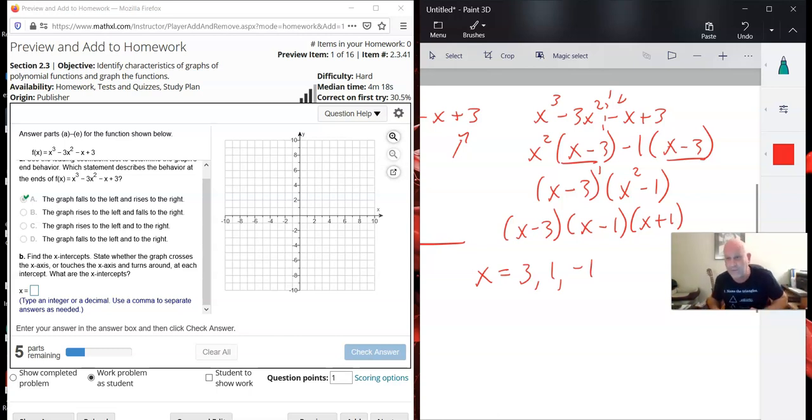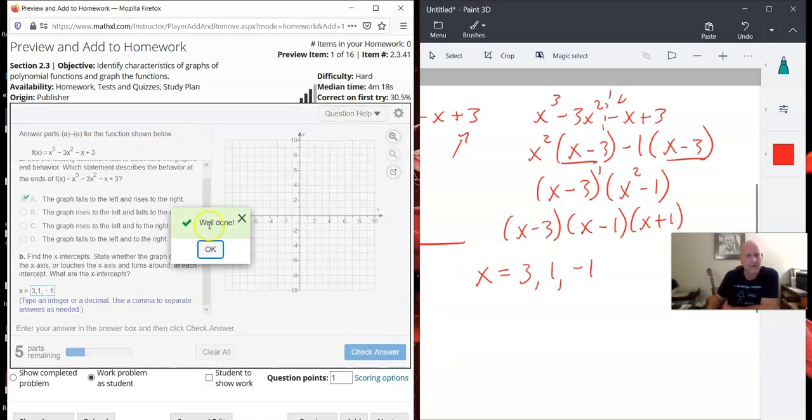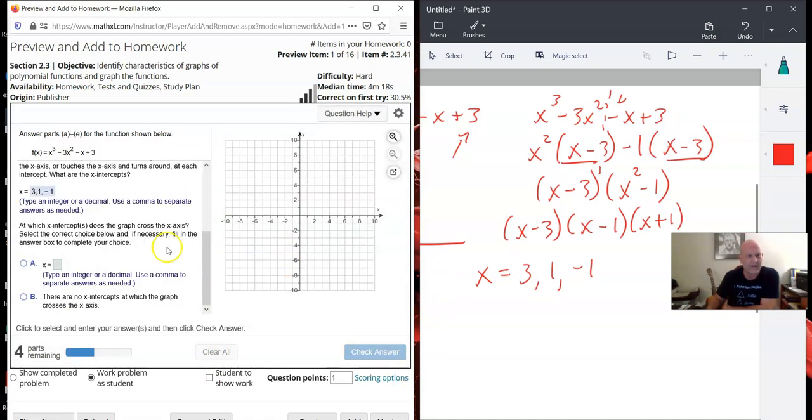Now, I have a bit of a bone to pick with my math lab because it's asking for the x-intercepts. It should be asking for roots, not x-intercepts. The roots are the x values. The x-intercepts are coordinates, but all it wants here are your actual values. So you would plug in 3, 1, and negative 1. And we got that right. Okay, good. So far, so good.